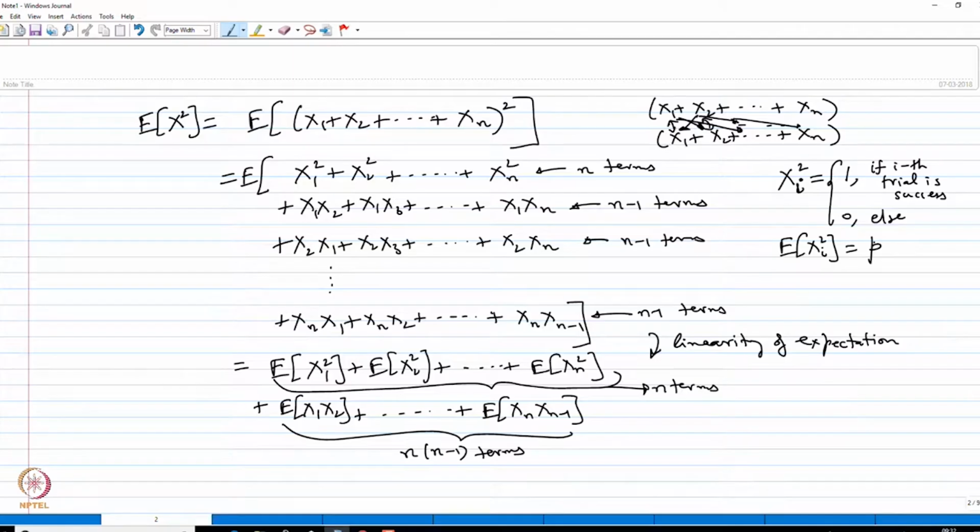Now what about x1 x2 or any other xi xj? If you want to find the expected value of xi xj for i not equal to j, say for instance x1 x2 or x1 x3, in this case I know xi and xj are independent. So if i is not equal to j, xi and xj are independent.